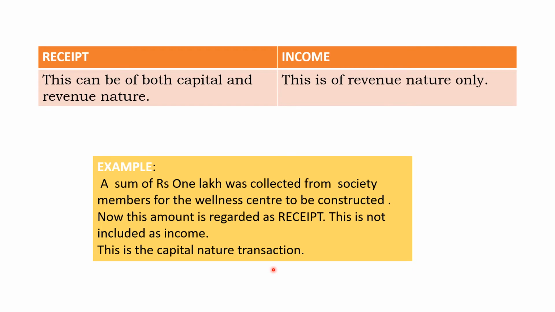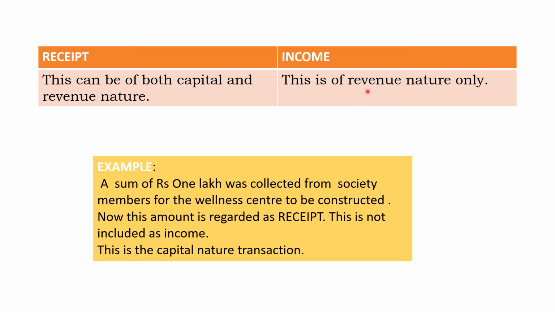Now, what is capital nature? Capital nature doesn't happen every year. It happens once in a blue moon. I will not be collecting this wellness center money every year from the members, right? I have just collected it once, then the construction will go on for the forthcoming 5 to 10 years. So with receipt, be very careful. It can be both capital and revenue nature, but income is only of revenue nature.